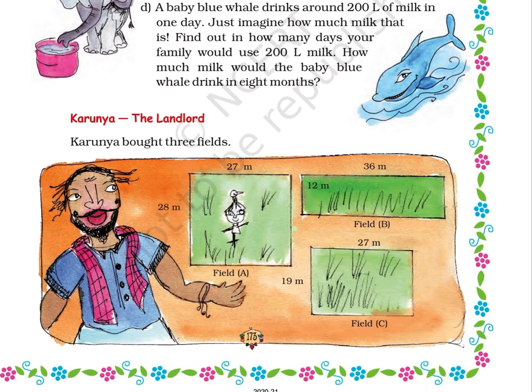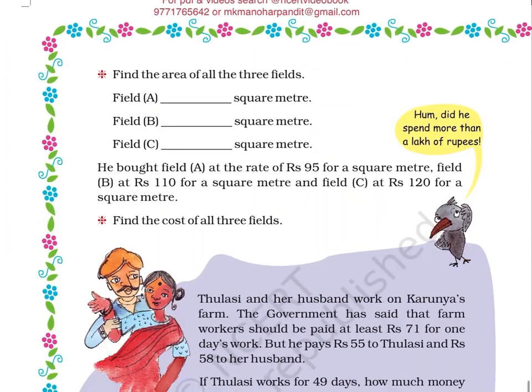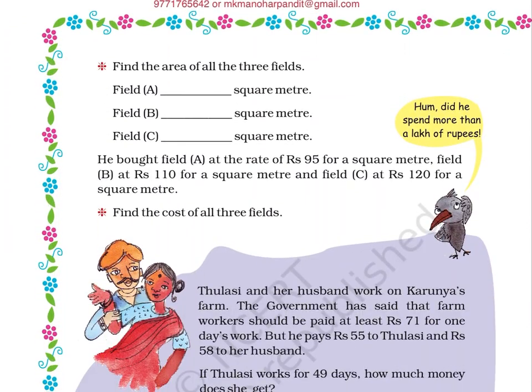Page 174. Find the area of all the 3 fields. Field A, dash square meters. Field B, dash square meters. Field C, dash square meters. He bought Field A at the rate of rupees 95 for a square meter.